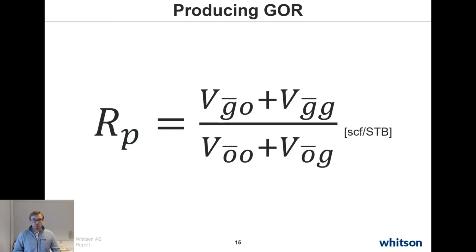The reason why producing GOR changes through time is because all these different parameters also change through time, unless we are in the undersaturated region, of course.